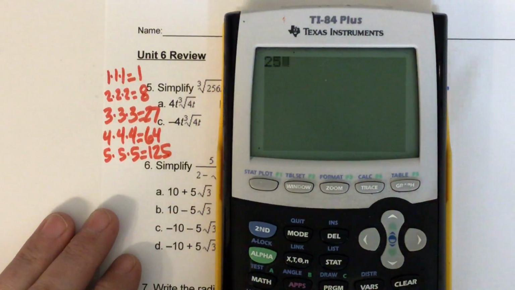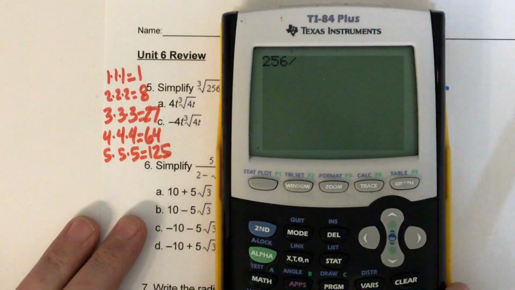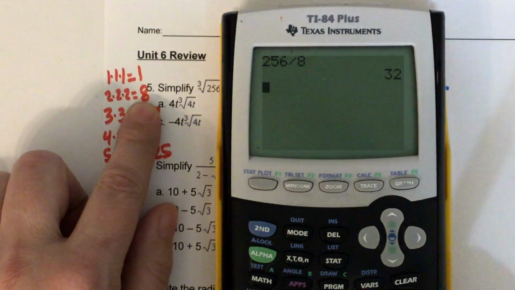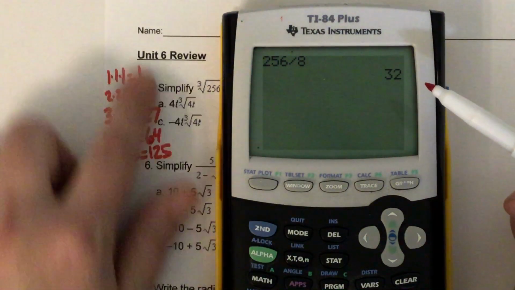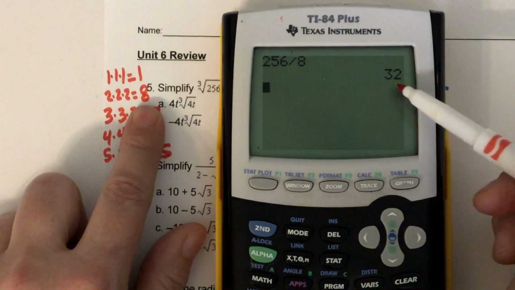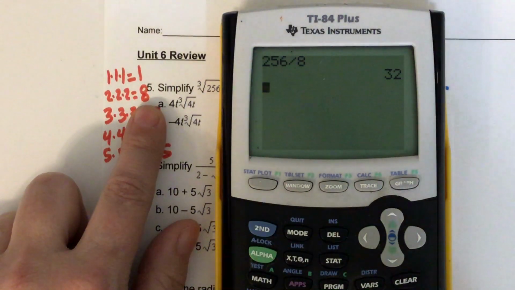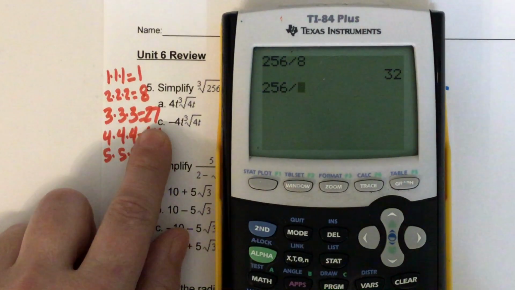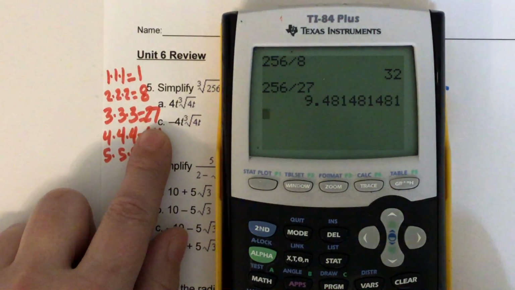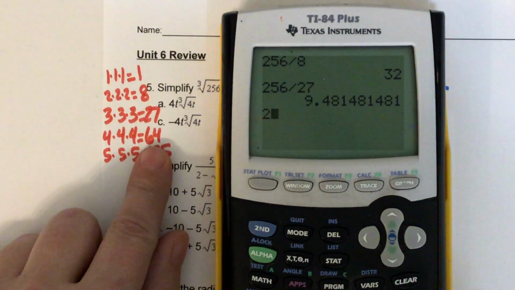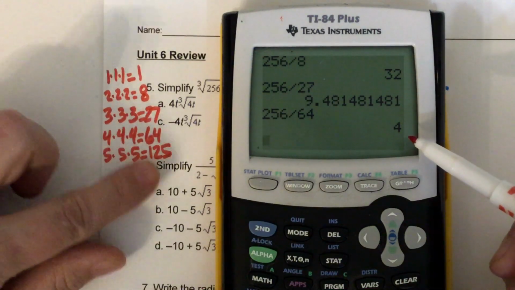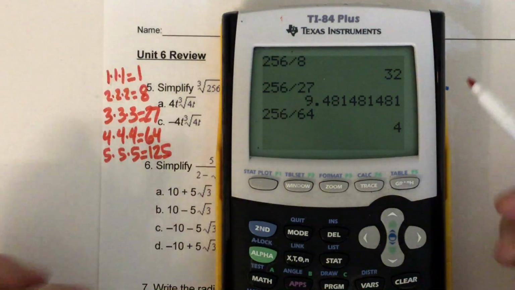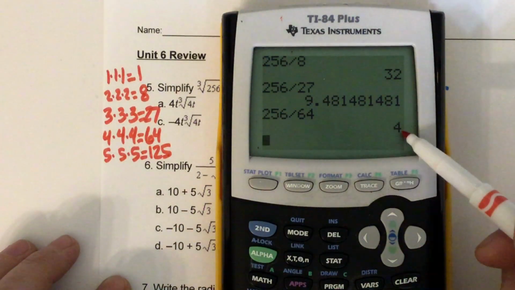So let's see. Since 1 goes into everything, I'm going to ignore that one. Let's try 8. And 8 works, but if our answer can be divided by one of these, we need to keep searching. And 32 can be divided by 8. Okay, so that means there's somebody bigger out there. Let's try to divide by 27. Okay, if you get a decimal, it doesn't work. Let's try 256 divided by 64. And 4 cannot be divided by any of these perfect cubes other than 1, so this is our winner. So 64 goes in there 4 times.